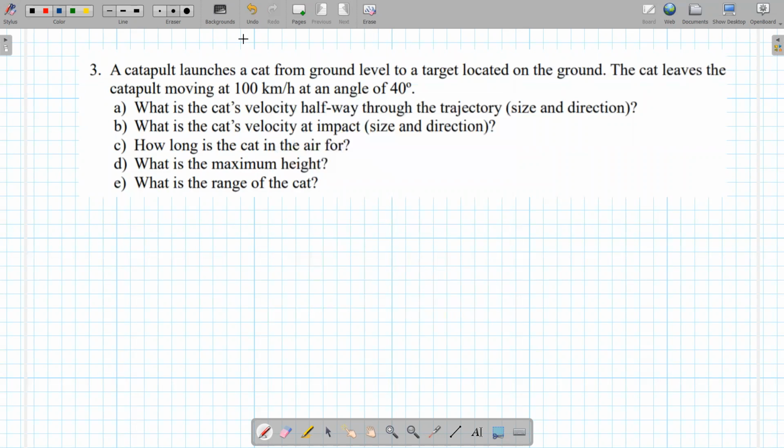Alrighty. A catapult launches a cat from ground level to a target located on the ground. The cat leaves the catapult moving at 100 kilometers per hour at an angle of 40 degrees. So this is the catapult. Okay, it's at 40 degrees. So what we need to do first is to convert this into meters per second.